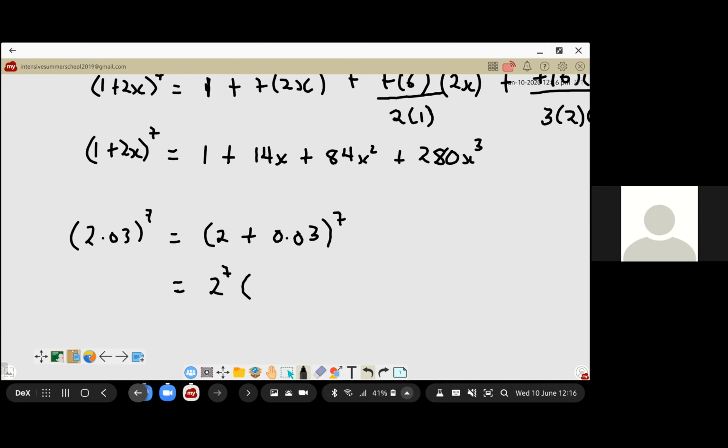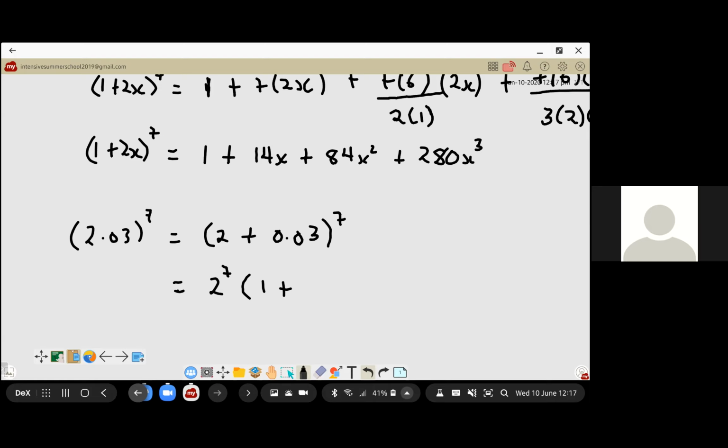Yes, Esther. I factorize the 2 out. 1 plus what? You divide 0.03 by 2.